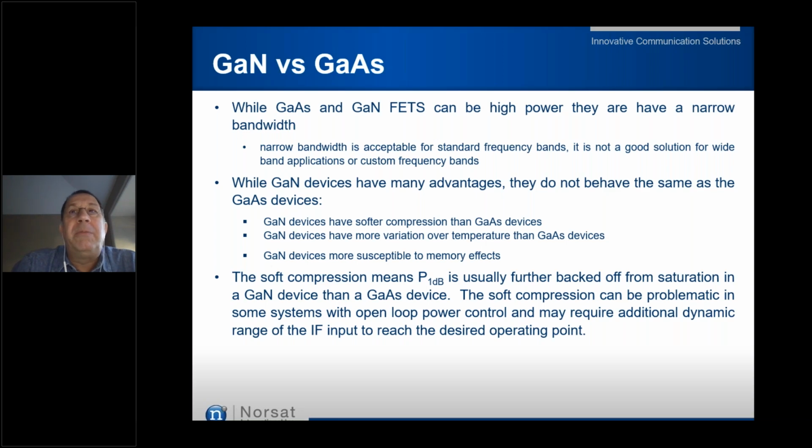So what soft compression means, the first point there, is that 1 dB is usually further away from saturation on a GaN device than a GaAs device, and so it's very hard to specify a GaN product using P1dB because it's so far backed off from saturation. In fact, often the P1dB point is actually lower than the P linear point. Soft compression can cause some issues. There are certain compensations you can do, but if you're running an open loop power control system, you might need some extra dynamic range to maintain your operating point.